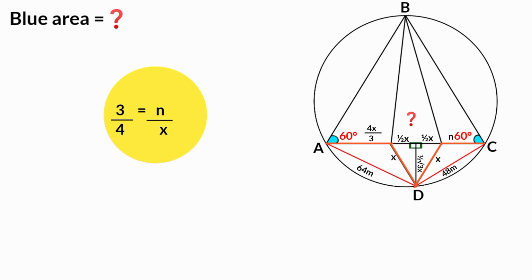Multiply both sides by x. Here x cancels x, while here 3 over 4 times x is 3x over 4. So n equal to 3x over 4. That is, the length of this side is 3x over 4.